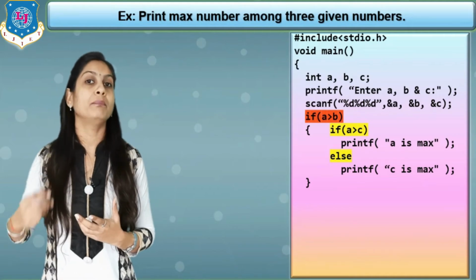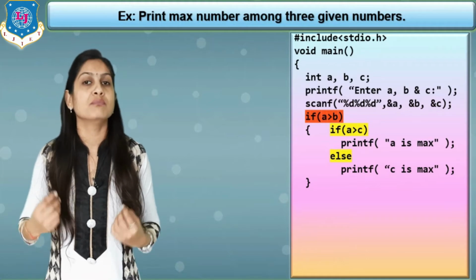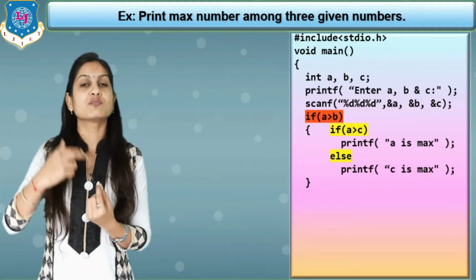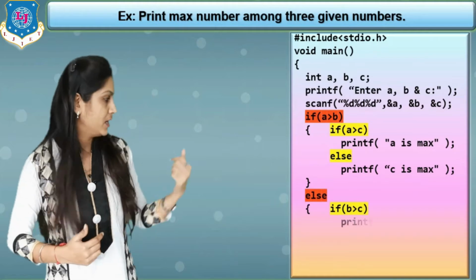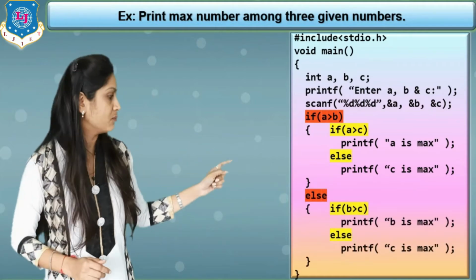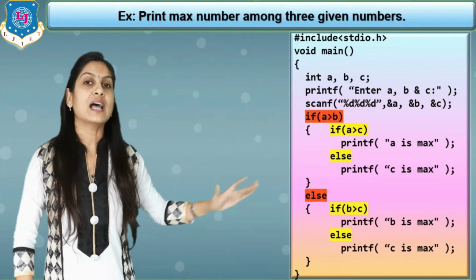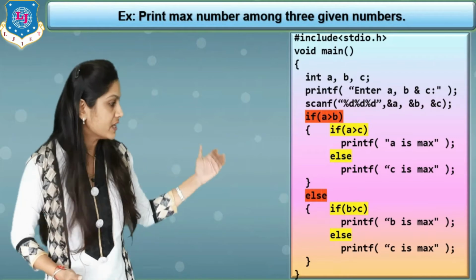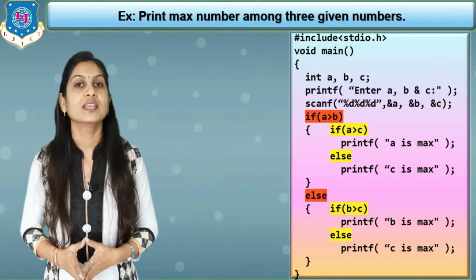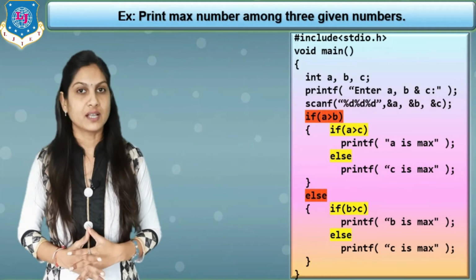Now think about b. If a greater than b becomes false, it means b is greater. In this case b is now checked with c. So in the else, again we write a condition in an if, that is b greater than c. If it is true, then obviously the answer is b is max. Otherwise obviously the answer is c is max. So likewise you can apply the nested concept.